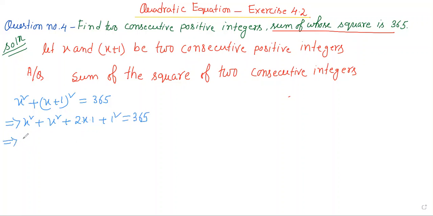That means x square plus x square is twice x square, and 2 into x into 1 is twice x. Plus 1 moves to the left hand side as minus, as it is plus on the right hand side, is equal to 0. So twice x square plus twice x minus 364 is equal to 0.